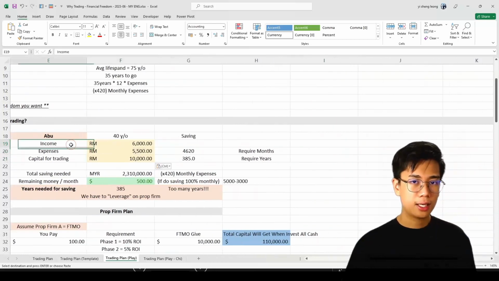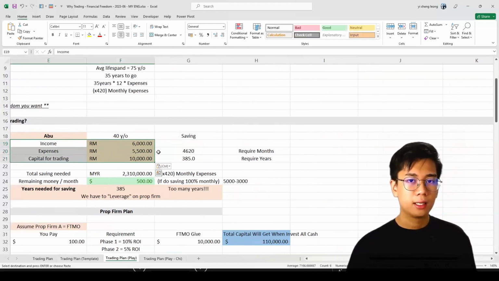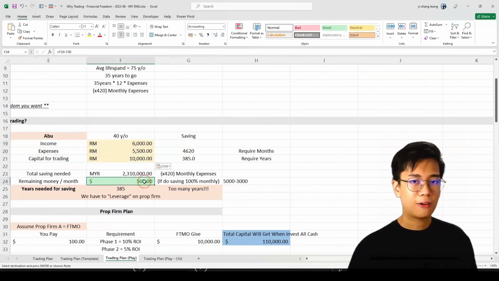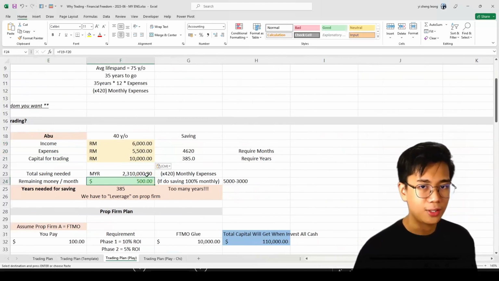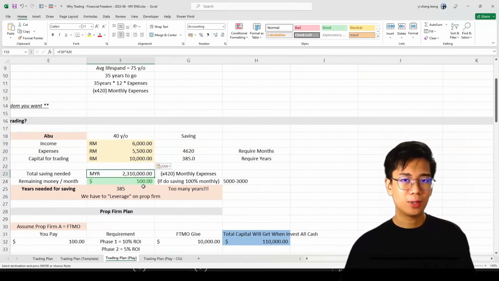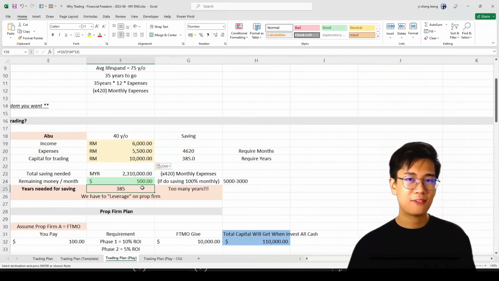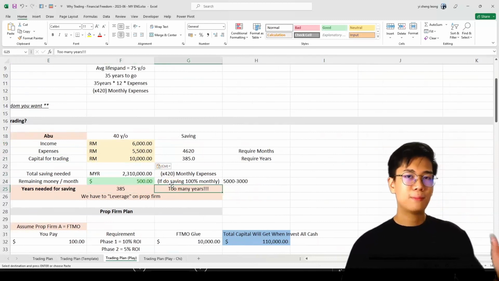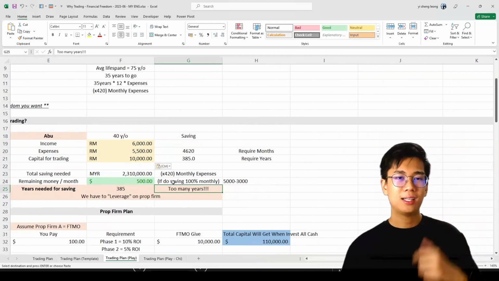Right now, your income is the same, expenses is the same, and this is your capital. Every single month, you have an extra 500 to save, and you have to save about 2.3 million of cash for you to retire. But you will need 385 years to save that and retire. So definitely saving money is not a plan. Trading is not a plan.